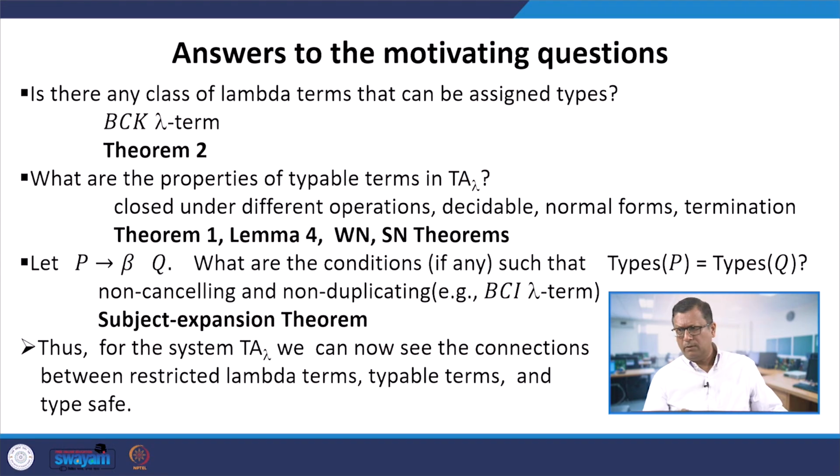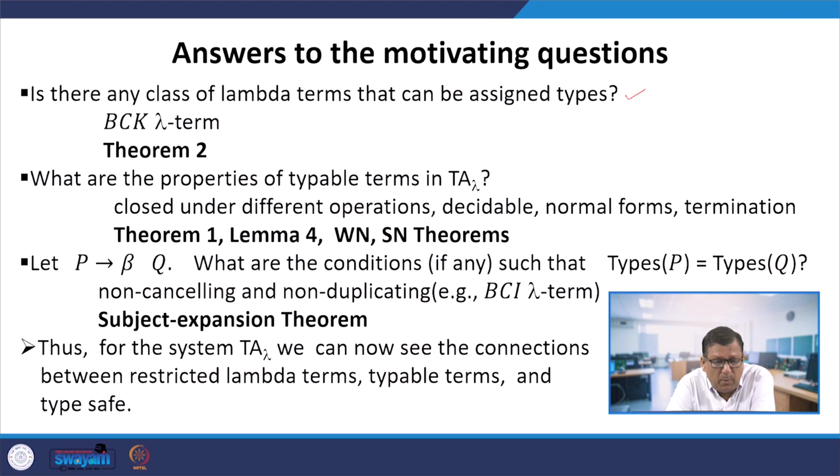Thus, we have now arrived at the position where we can answer the questions that we started with. We started with the question: is there any class of lambda terms that can be assigned types? The answer is that the BCK lambda terms are that class. Every BCK lambda term is typeable, so it can be assigned types. That is coming from theorem 2. So we have got the BCK lambda terms as the answer.